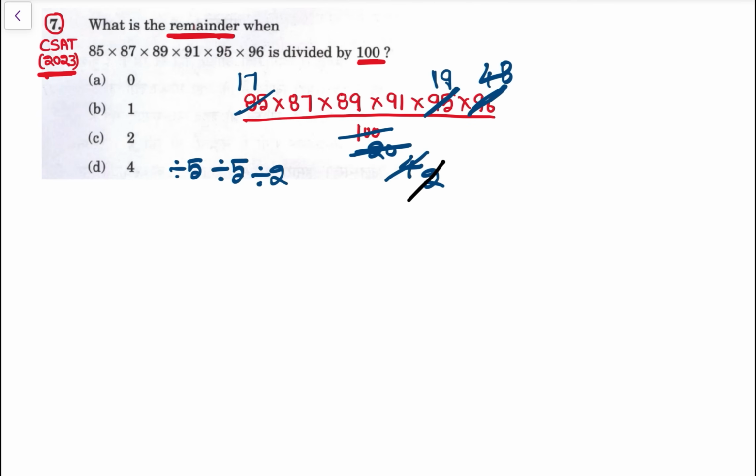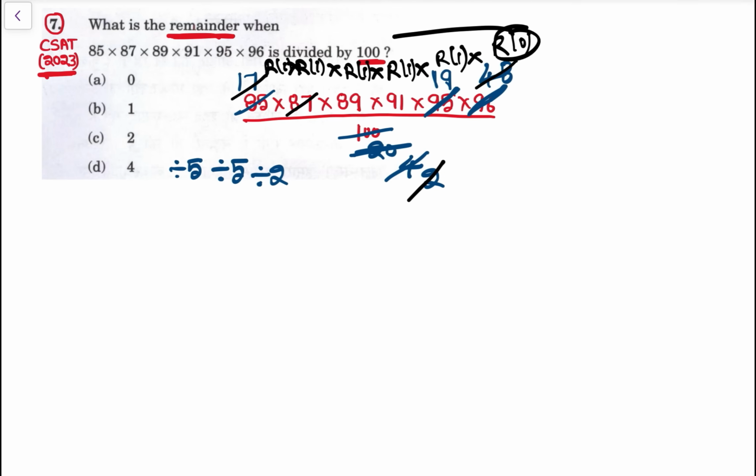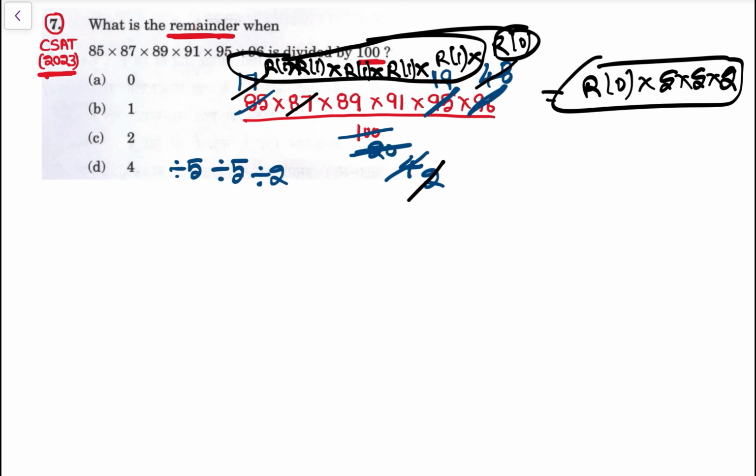So now see, 2 17s, so the remainder will be 1. This 87 has remainder 1, into 89 has remainder 1, into 91 has remainder 1, into 19 has remainder 1, and 48 if you divide it by 2, the remainder is 0. Now once remainder 0 has come, into 0 into all things is 0, so overall remainder is 0. Now 0 into 5 into 5 into 2, 0 into anything is 0, so now the overall remainder is 0. So option A, 0, is the answer.